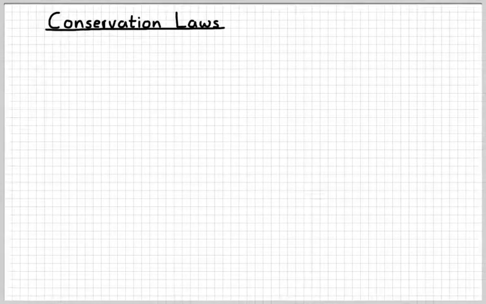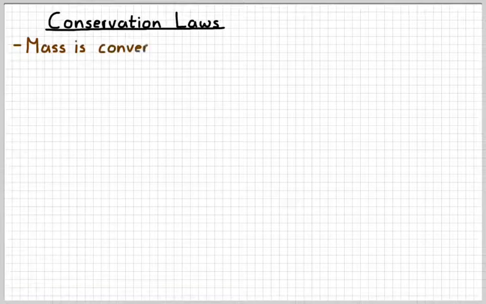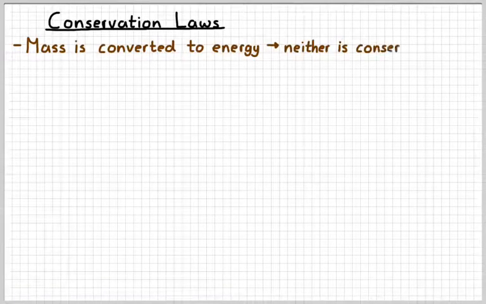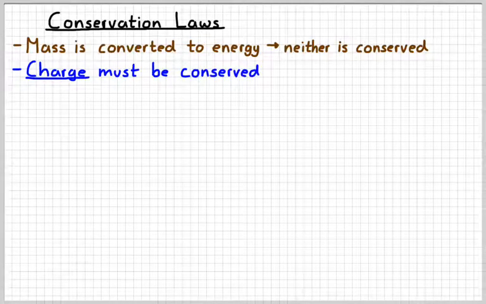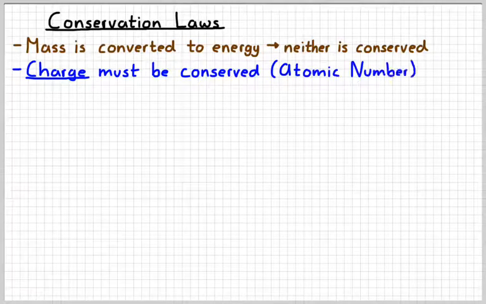So, what's conserved in a nuclear reaction? First of all, mass is converted to energy. We knew that from last time. So we really can't use those conservation laws to figure out what's going on. Charge has to be conserved, however. Another way of saying that charge has to be conserved is that the atomic number stays constant.